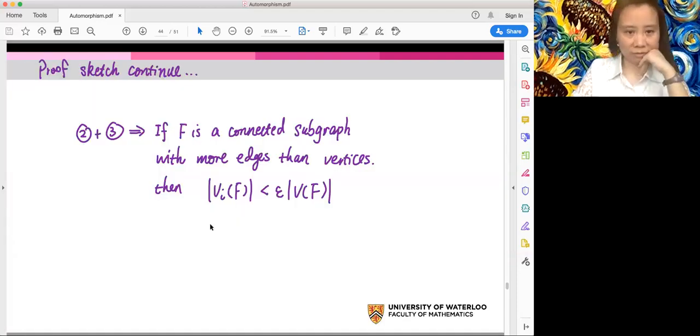Okay, so 2 and 3 immediately implies the following. If you take a connected subgraph that contains more edges than vertices, then it means it can't be small, so it must be large. And if it is large, it means that the set of vertices of degree 1 or 2 there must be small. So most of the vertices must be of degree at least 3 or more.